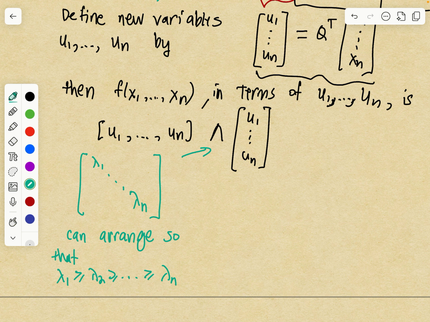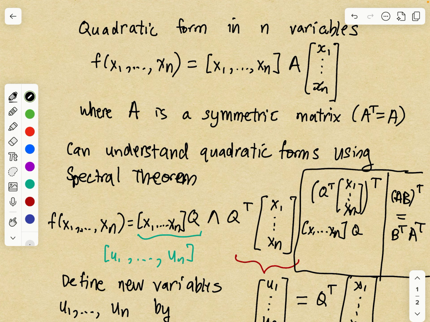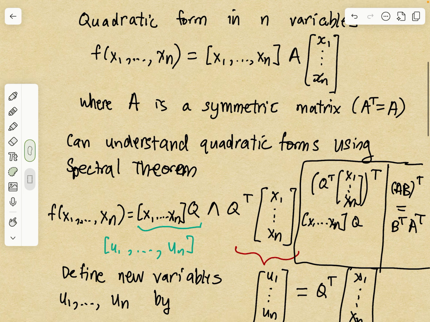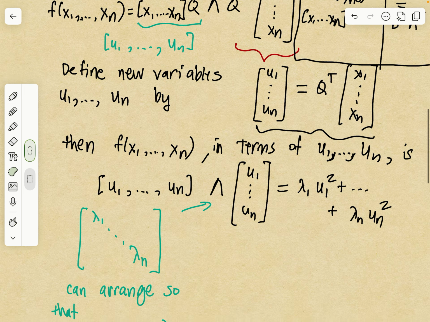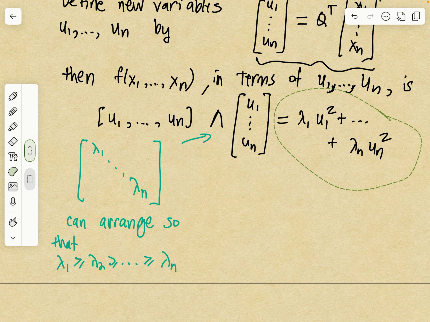Okay, so what this ends up being when you write all this out is just going to be lambda 1 times u1 squared plus lambda 2 u2 squared plus dot dot dot plus lambda n un squared. And so what we've done is we've started out with this complicated, general quadratic form, and after using the spectral theorem, we see that if you define new variables u1 through un, then the quadratic form has a very simple form.